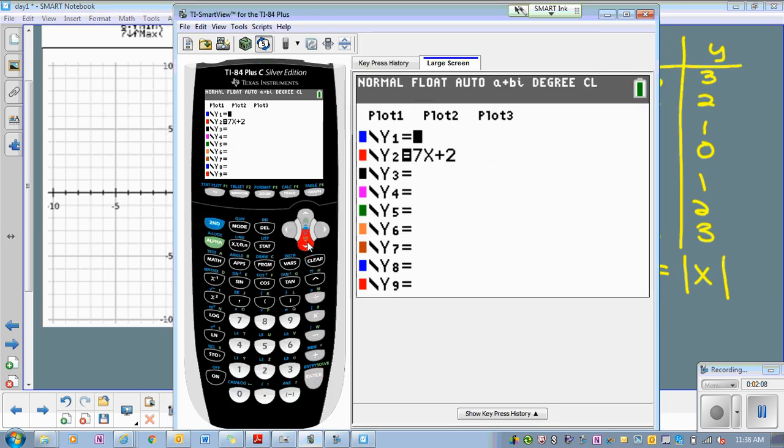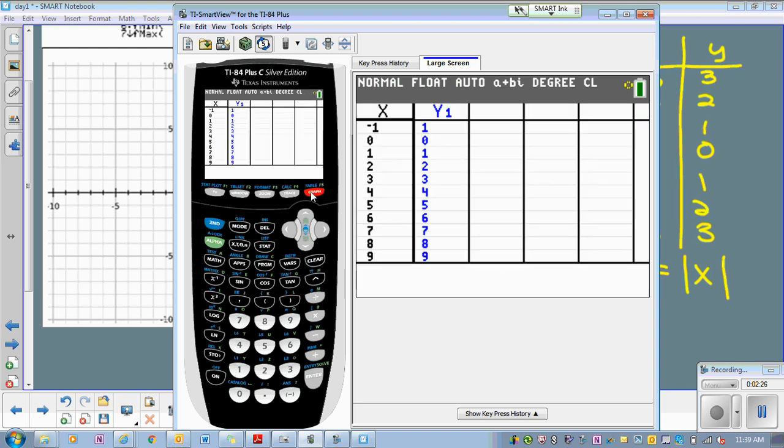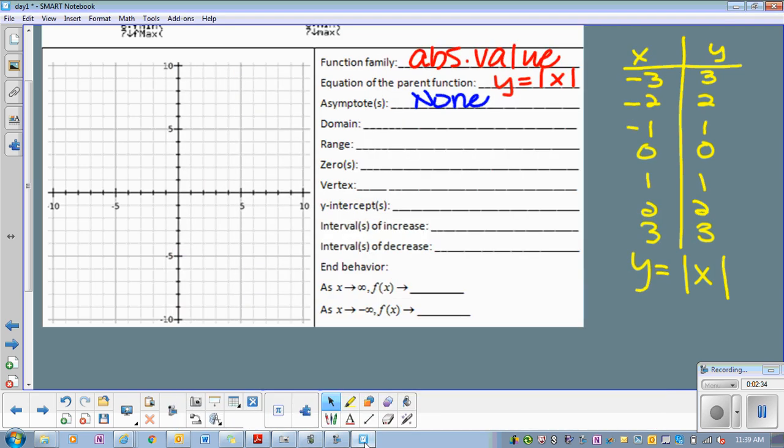Or you can also go into your calculator and do math number abs x and close your parentheses. And you can graph it and you can see what the graph looks like. Or you can go to second graph and get your points as well, which is the same, right? -3, 3, -2, 2. Okay? So let's graph this.